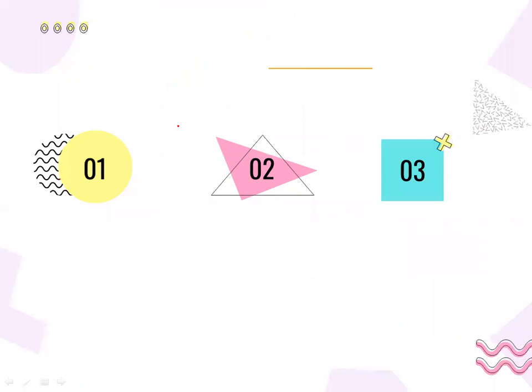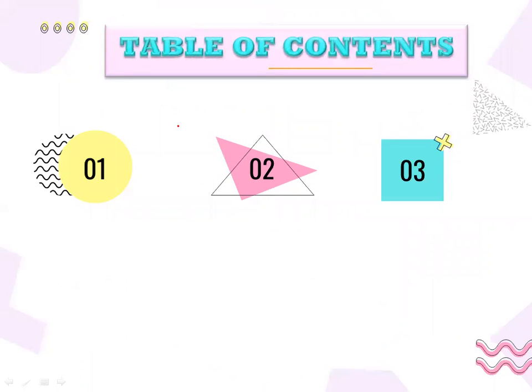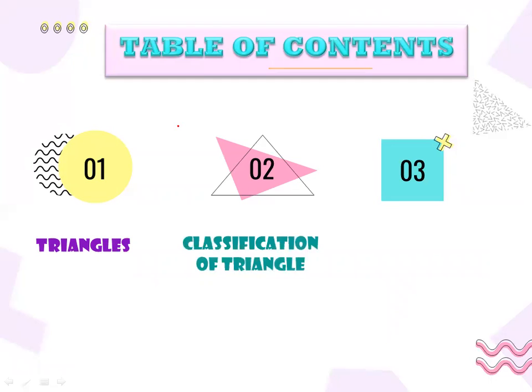So let's quickly go through the table of contents of this lecture. In this lecture, number one, you will learn what triangles are, then you will learn the classification of triangles, and the last one, a new topic, quadrilaterals. So these are the three topics that we are going to cover in this lecture.